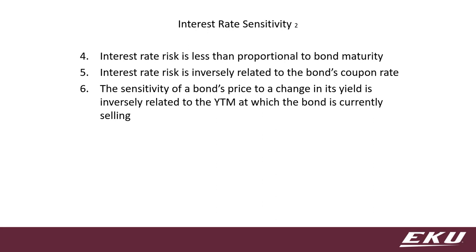Interest rate risk is less than proportional to the bond maturity. So we'll look at some examples of that. The interest rate risk is inversely related to the bond's coupon rate, right? So if the coupon rate were to be higher, then the interest rate risk would be lower. And if you think about that, that's because you're getting money paid to you over time, right? And so the more those payments are, then the less sensitive you are to interest rates.